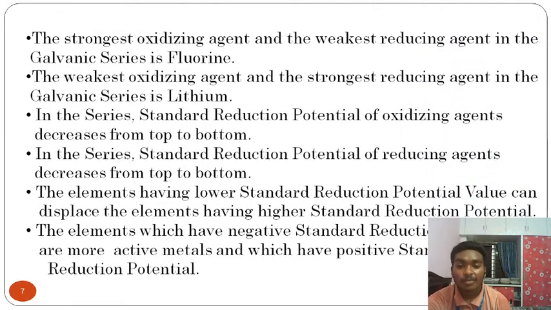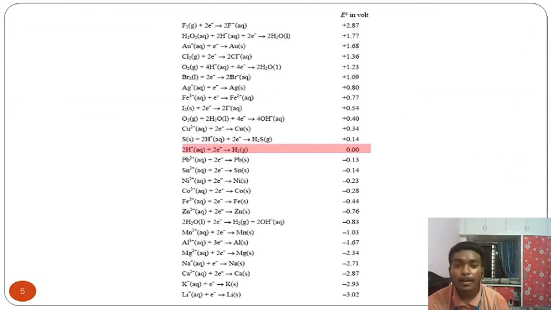The elements having lower standard reduction potential value can displace the elements having higher standard reduction potential value. As you can see in the series, the elements below hydrogen have lower standard reduction potential value and those above hydrogen have higher standard reduction potential value. The elements present below hydrogen can displace the elements present above hydrogen, or the elements which have lower standard reduction potential value can displace the elements having higher standard reduction potential value. The elements which are present below certain elements can displace those elements in the displacement reaction.